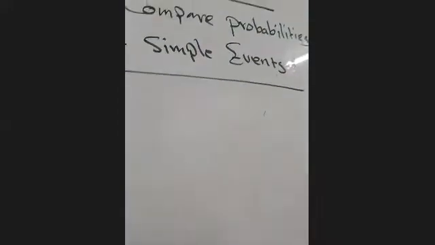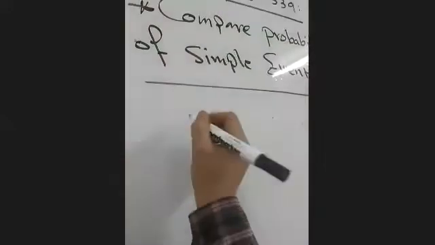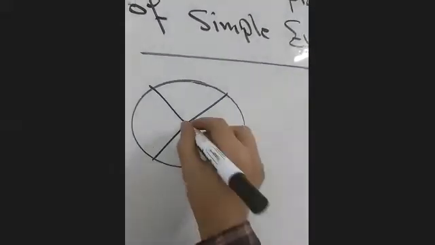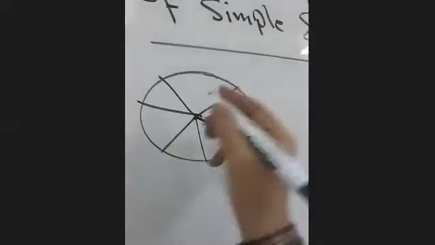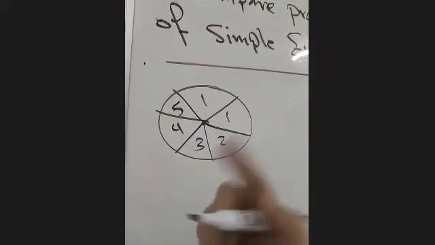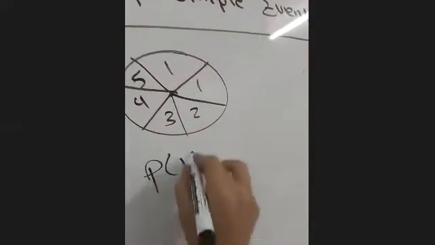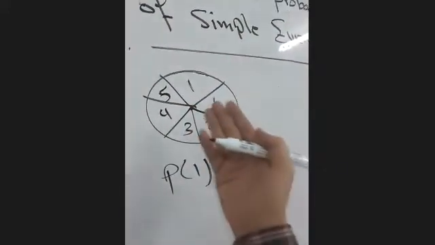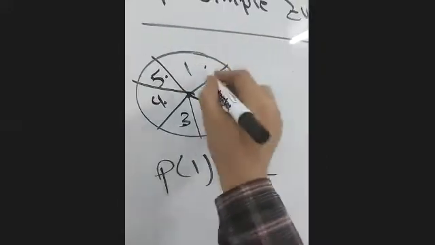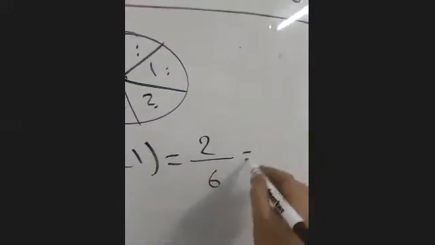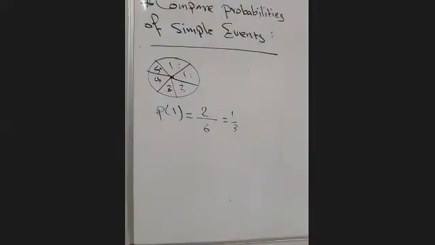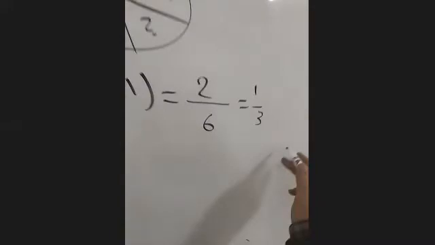For example, in the previous lesson, if we have this spinner here, with these sections, let's say 1, 1, 2, 3, 4, 5, and I spin it once, what's the probability to have 1? I will count how many ones we have. We have 2 ones over how many sections? 1, 2, 3, 4, 5, 6, over 6, which is 1 over 3. This is what we call a simple event.